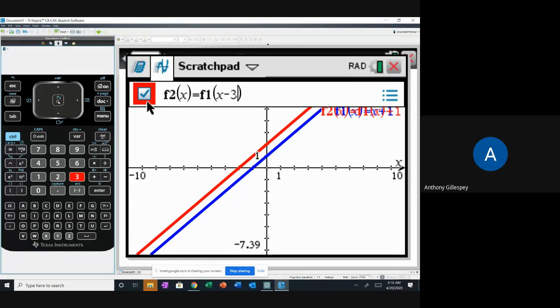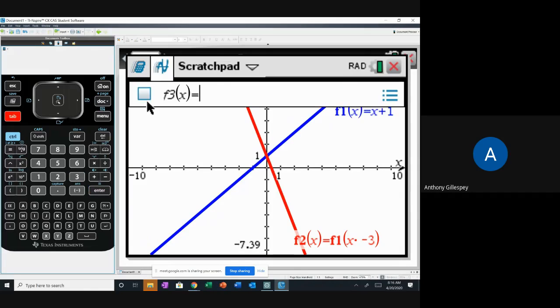We kind of talked about this before with quadratics. It will move it sideways. Okay, so Josh is right. It's going to translate it sideways, but is it going to translate it left or right? Right. Let's see.